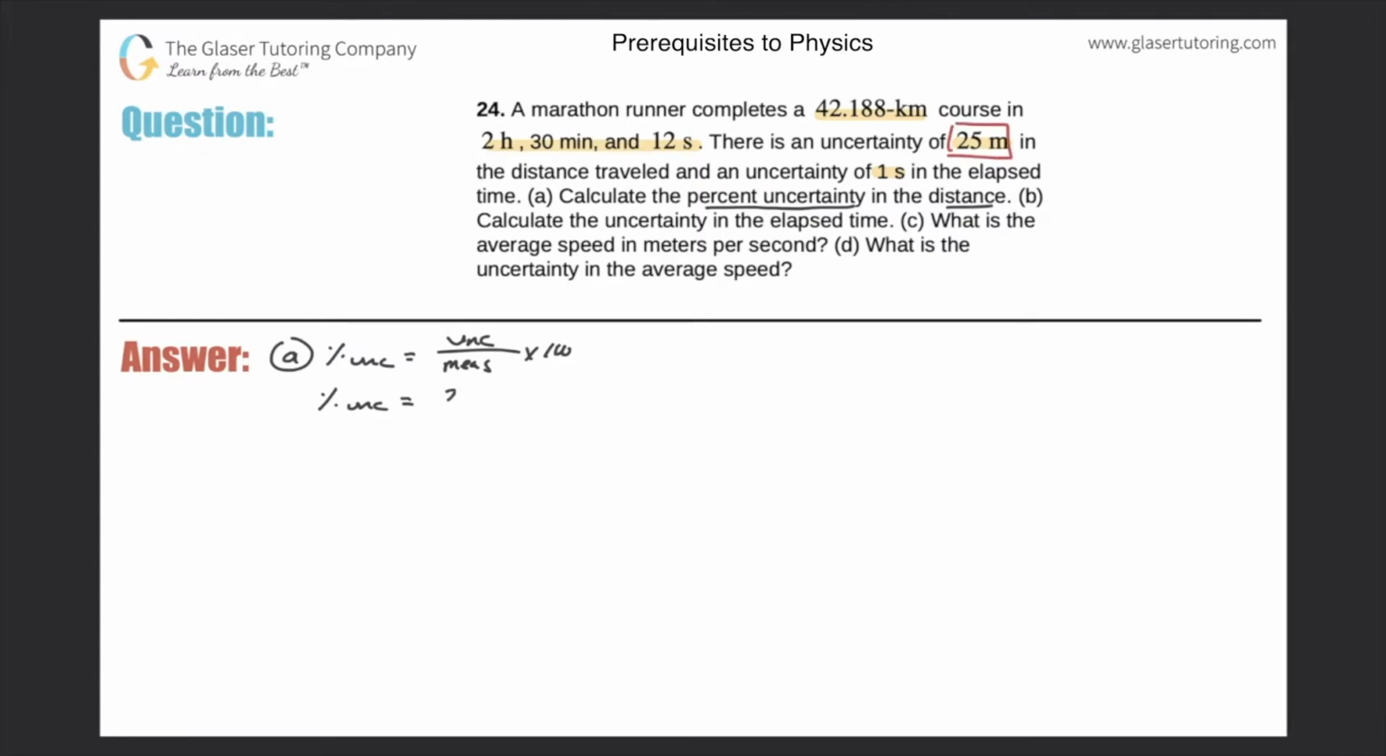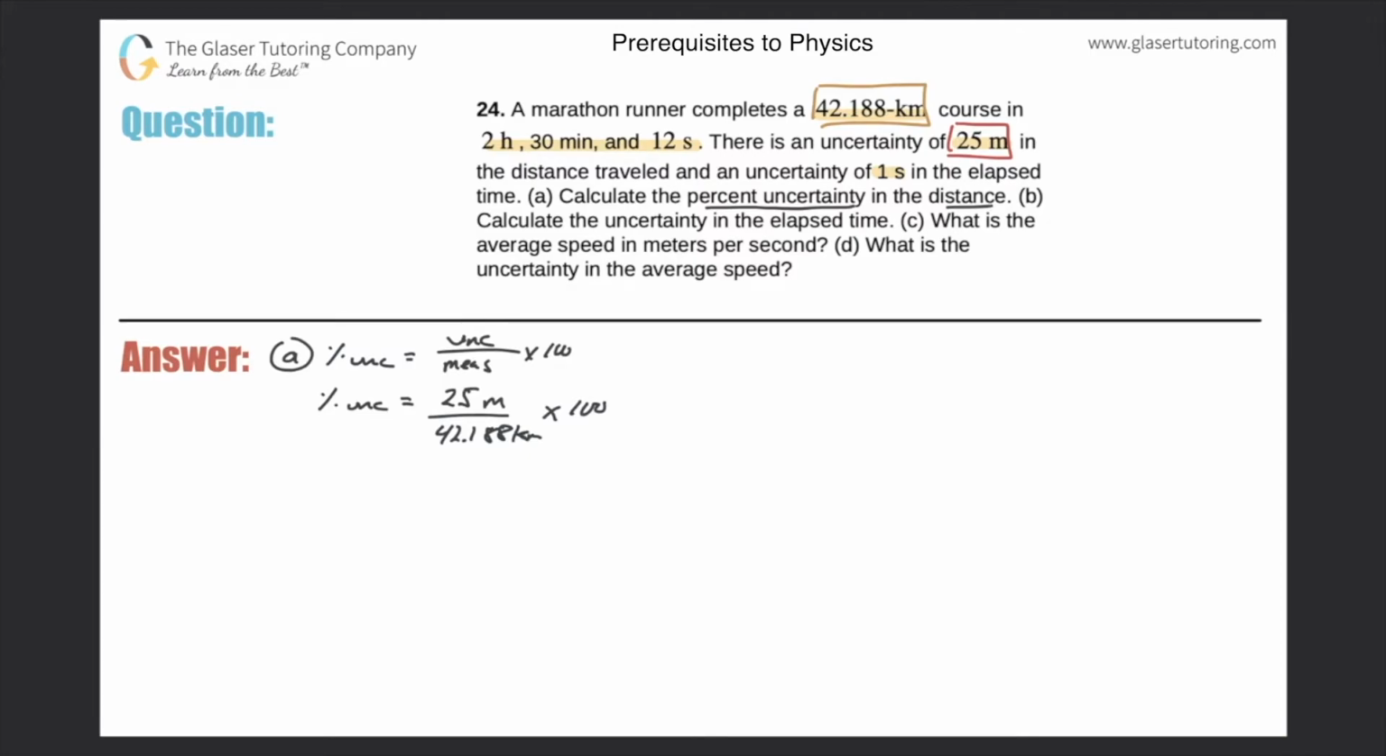So that's the value that goes in the numerator, 25 meters, divided by the measurement of the distance, which was 42.188 kilometers, multiplied by 100. Okay, great. So it looks like we can just go ahead and calculate this. But don't do that. Why?